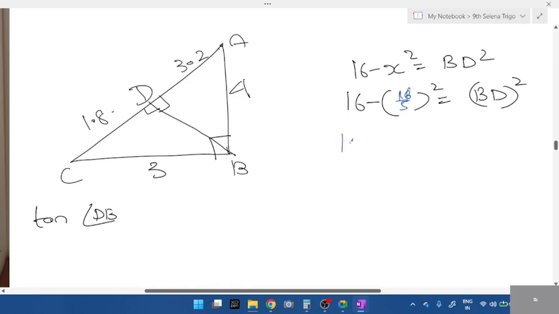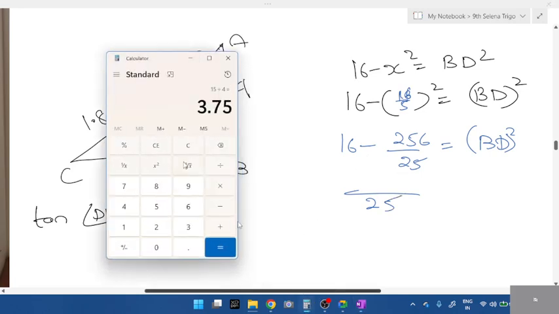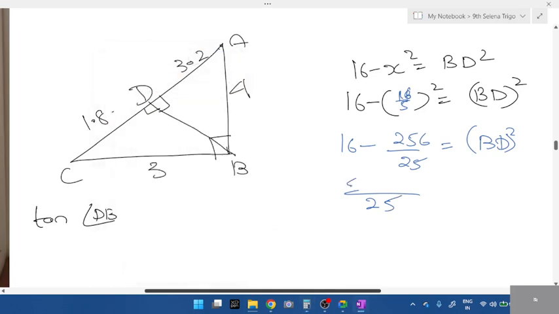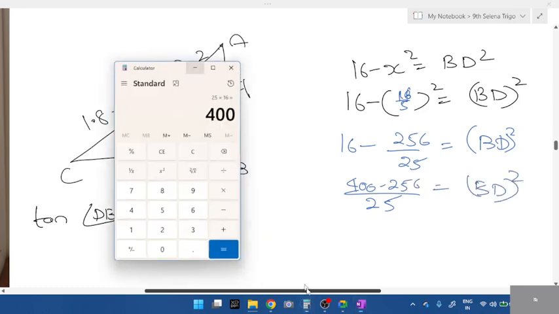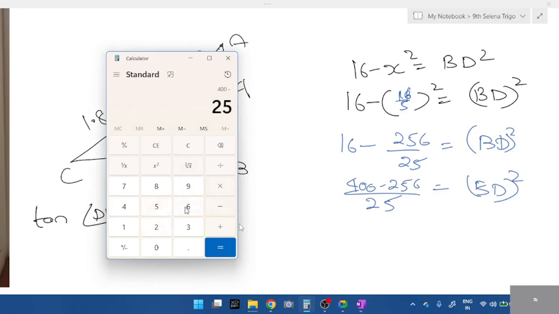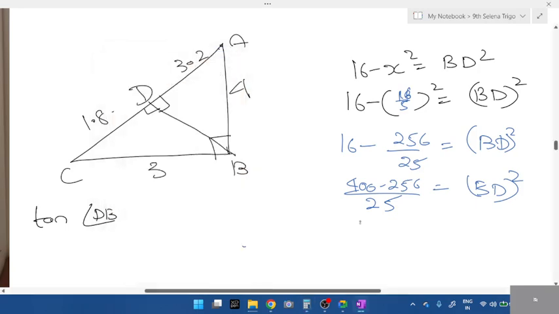Let me check. 16 by 5, 16 square is 256, divided by 25. If you take LCM 25 here, 25 into 16 is how much? 400, right? It's a simple concept. What is 400 minus 256? 144. You are getting the answer.